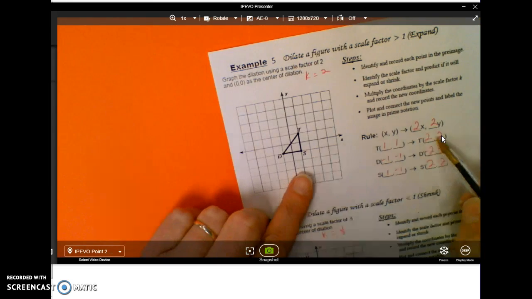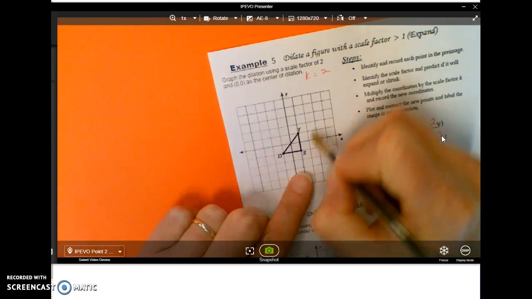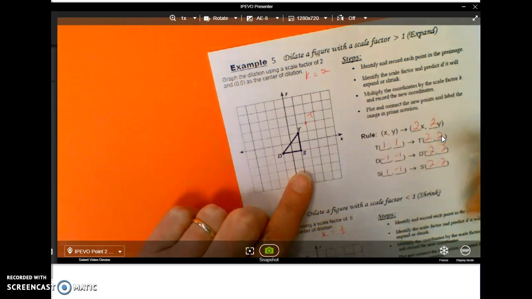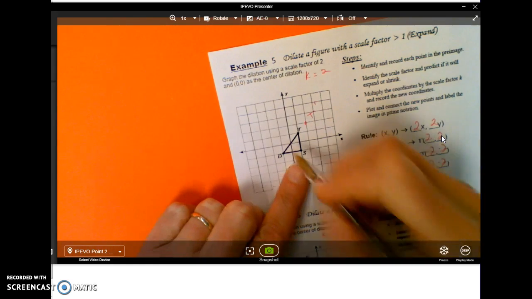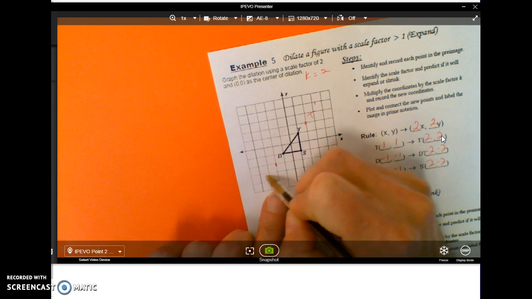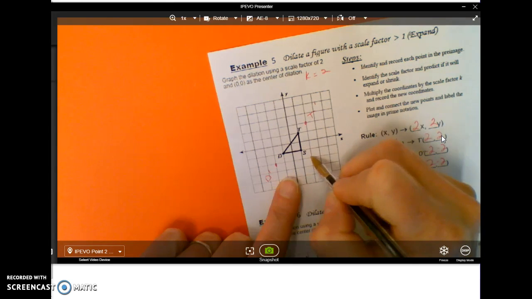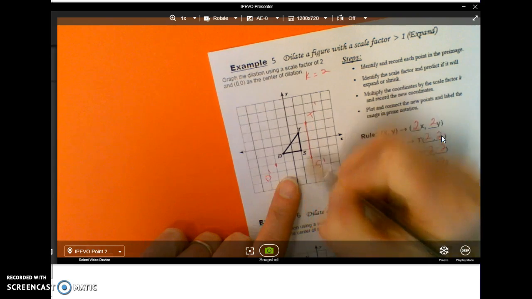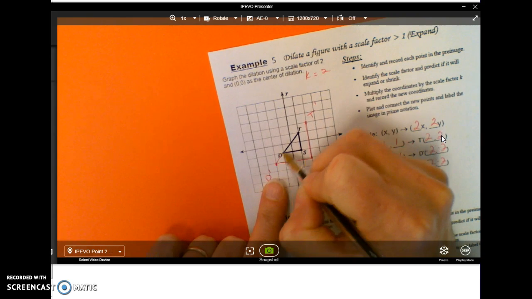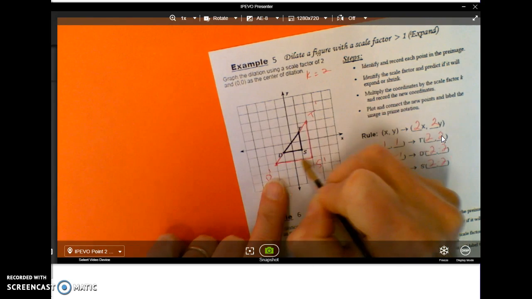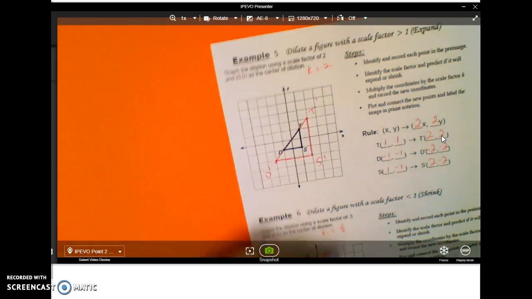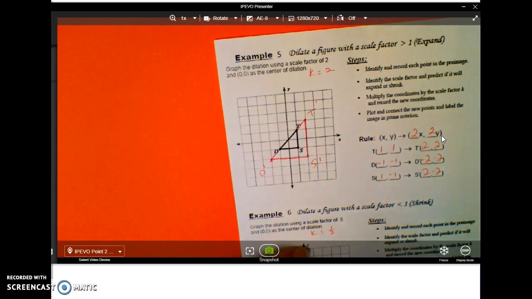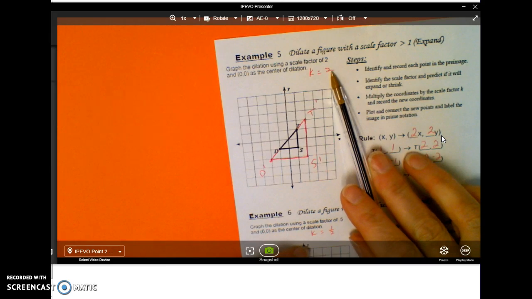Now we need to carefully plot our points. T prime is located at the point 2, 2, so we'll label that. At negative 2, negative 2, we'll label that. And then at 2, negative 2. So your image has successfully been dilated by 2. It is twice as big as the original image, and that's exactly what happens when your scale factor is 2.